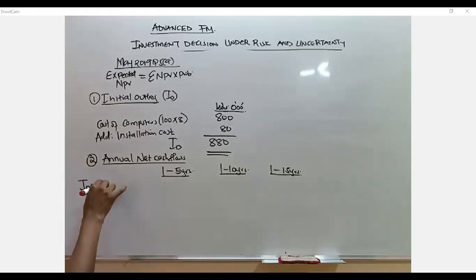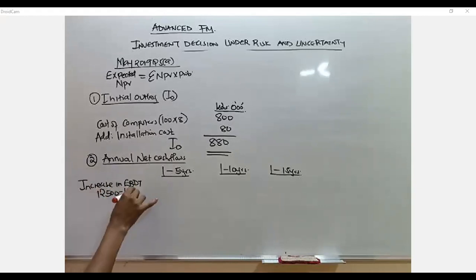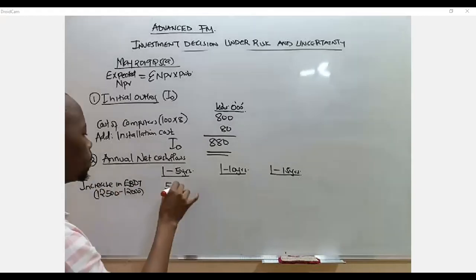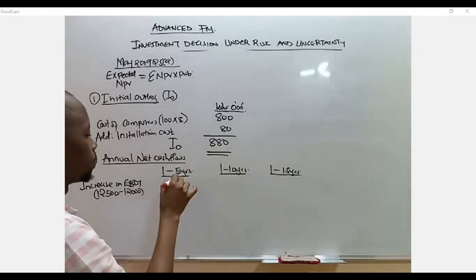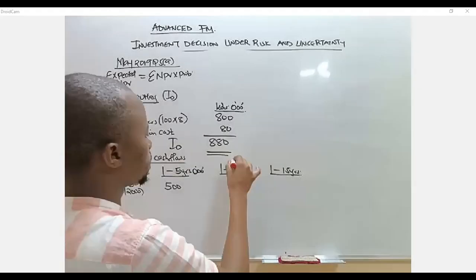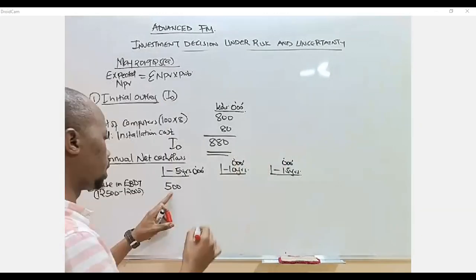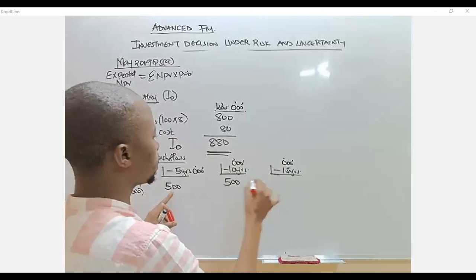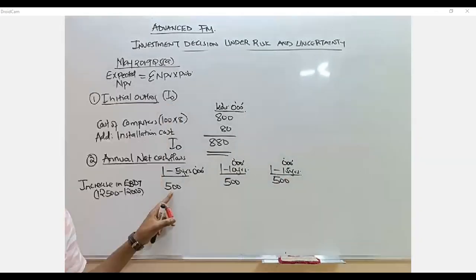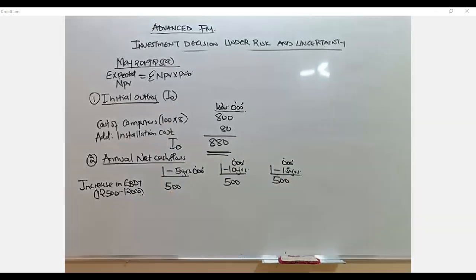The increase in earnings before depreciation and tax is 12,500 minus 12,000, and the increase will be how much? We say our increase is 500, right? Let us limit our thousands here. They are limited. So in this case, here is 500, here also is 500, and also here we are discussing 500.